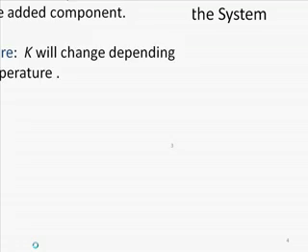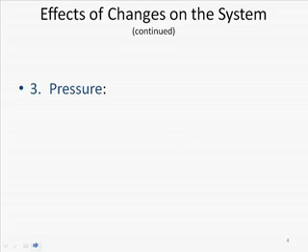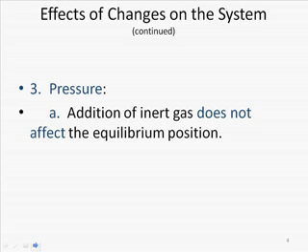Now, the other type of thing we're looking at is changes in pressure. The first part to remember is that if we add an inert gas to our system, it does not affect the equilibrium position. Inert gas, we usually think of that as meaning a noble gas, something that doesn't react with anything, but essentially here we're talking about something that does not react with anything that's in our system.